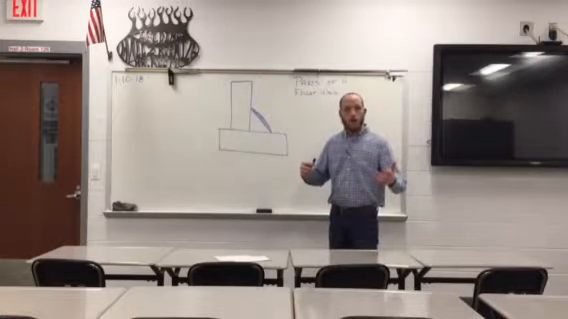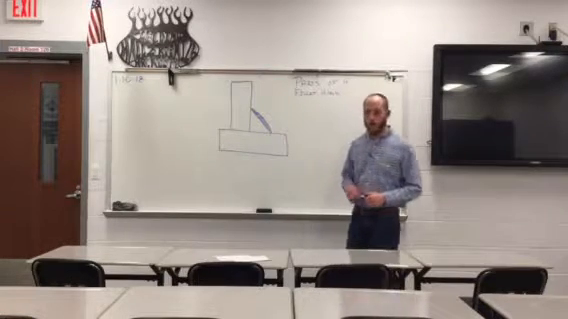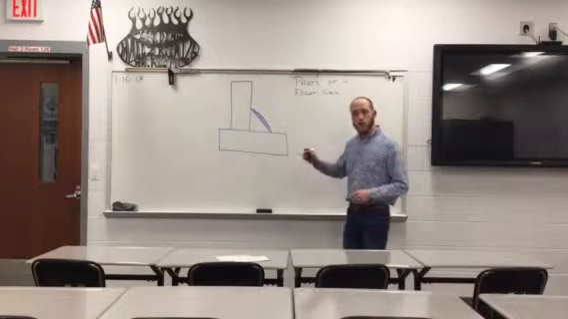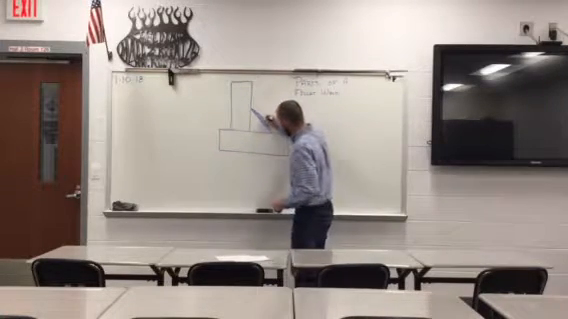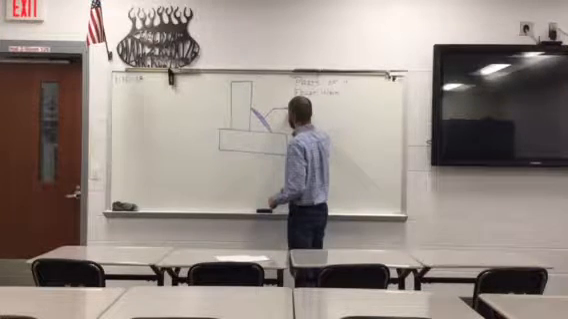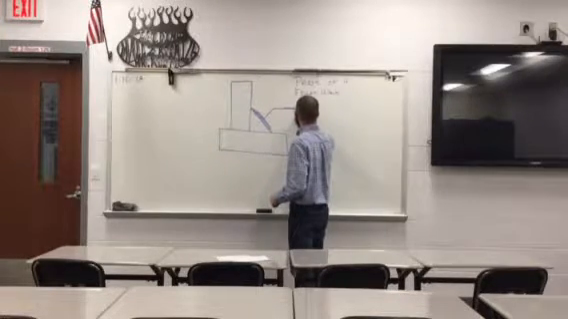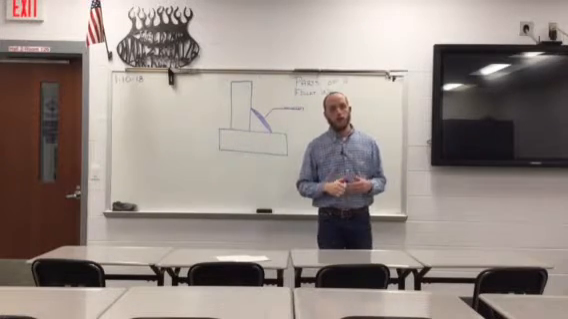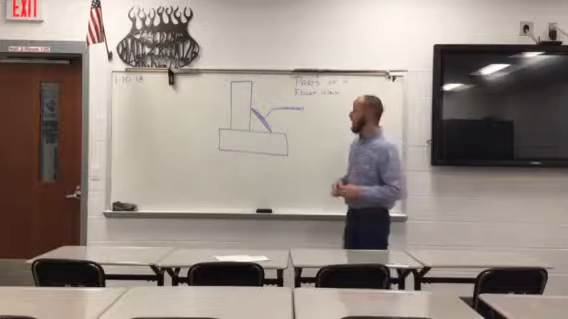Today we're going to base our discussion off the parts of a fillet weld. And the first part we want to discuss today is weld convexity. Weld convexity is this shaded region on the face of the weld. Weld convexity is also called weld reinforcement. It's another term for it.